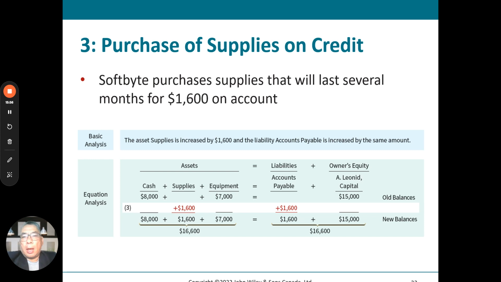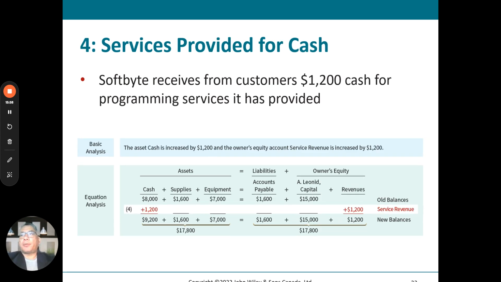For example, service provided for cash. SoftByte received from a customer 1,200 cash for the programming service it has provided. So the asset cash increased by 1,200. Owner's equity, service revenue, increased by 1,200. So on the asset side, you get an increase of 1,200 here, number 4. And on the revenue side, you get an increase of 1,200. Okay, that's the analysis, and that's how you book it.